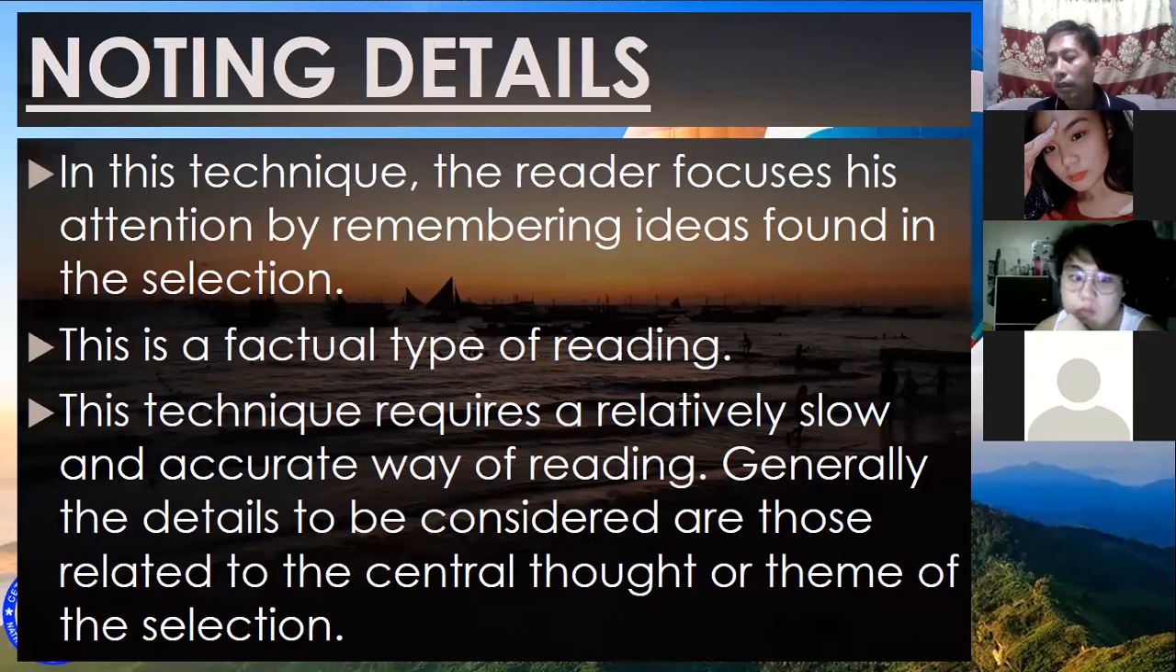Like, for example, if we discuss cell biology, and some of the questions there are with regards to the parts of the cell, then you will do factual type of reading. When you open your biology book, you will be looking for the facts regarding the different parts of the cell. And also, this technique requires a relatively slow and accurate way of reading. Generally, the details to be considered are those related to the central theme of the selection.